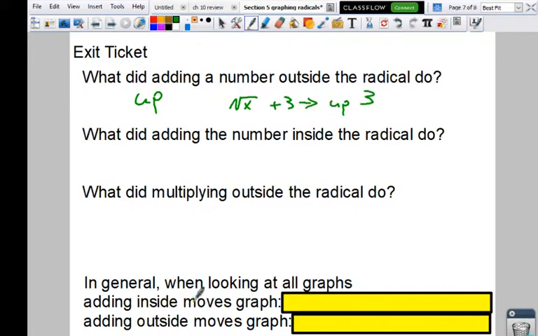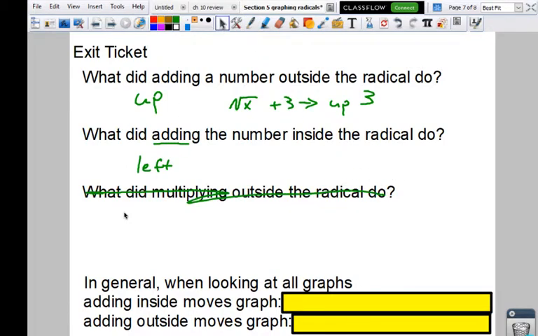All right. Everyone just chill out. So when I added inside the square root, what did that do? What did that do, DeAndre? It made it go left. When I add inside, it goes left. And we're gonna skip this multiply one because that part doesn't matter so much.